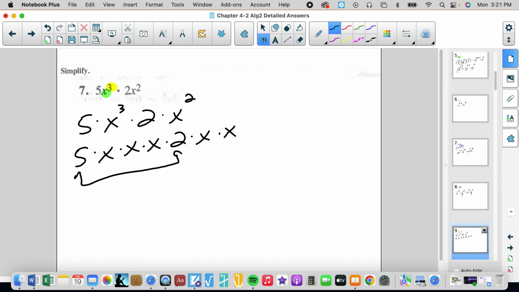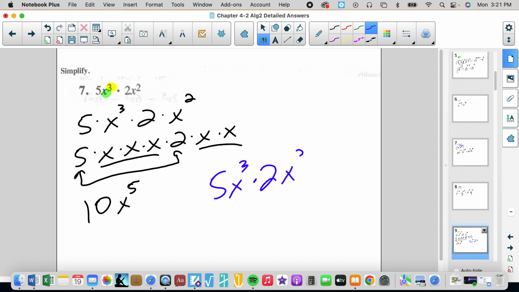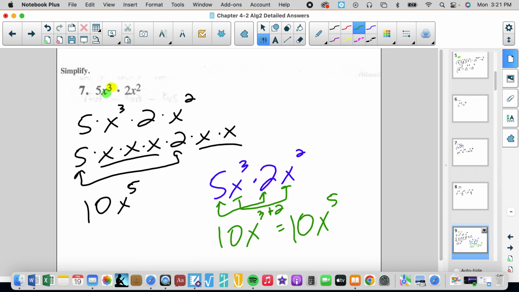So you're multiplying the 5 times 2, and then you have x times x times x times x times x, which is x to the 5th. But this is very inefficient. The way that you should be looking at that problem, when you see 5x cubed times 2x squared, you should just be looking at coefficients and then multiplying like bases. We are going to add their exponents. So you should just hit it like that.